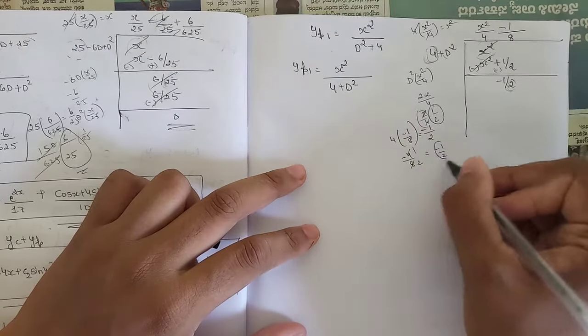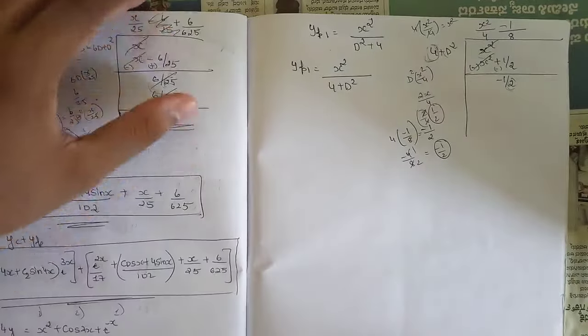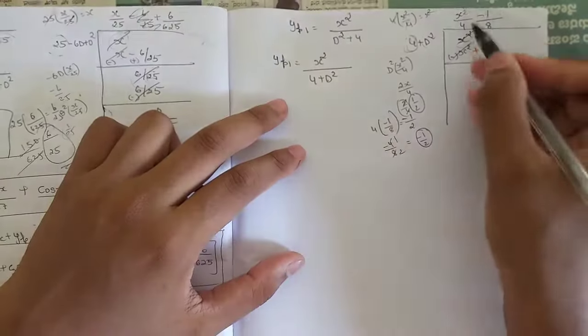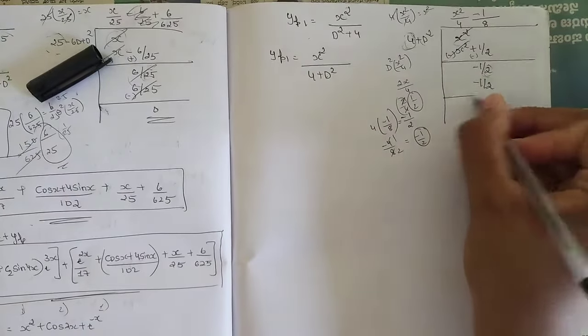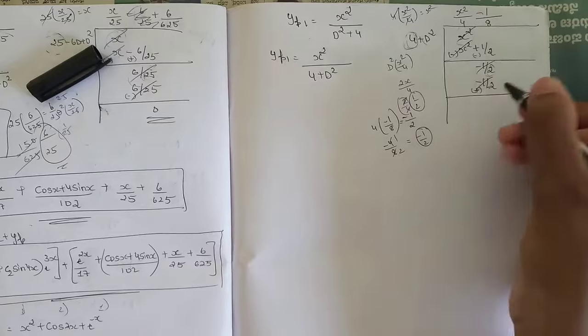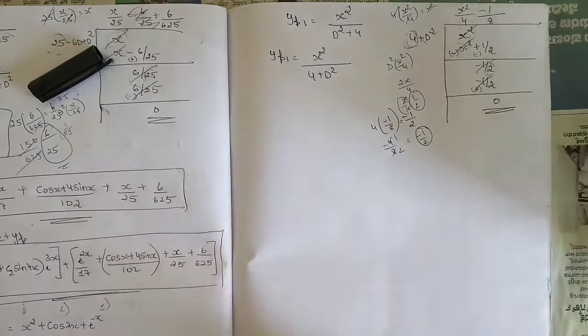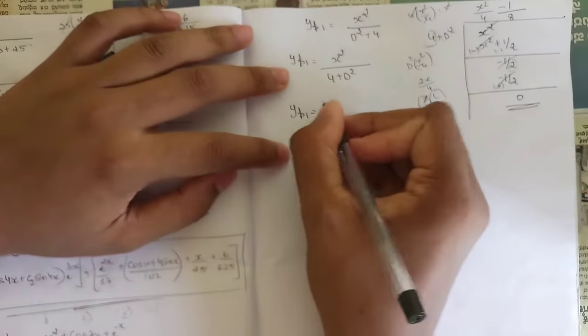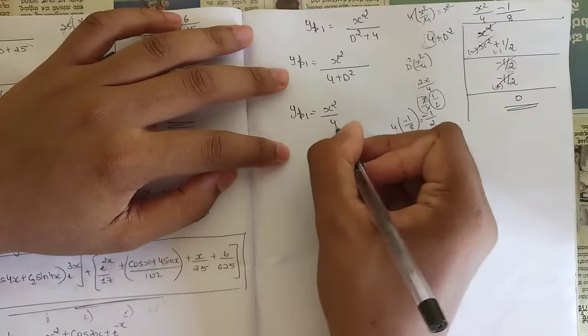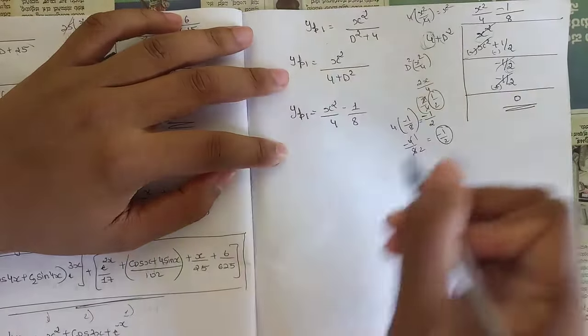See, we got the answer as minus 1 by 2, right? Okay, so we need to multiply minus 1 by 8 into 4 so that we get the answer as minus 1 by 2. So now again change the sign here in order to get the remainder as 0. So our final particular integral yp1 is x square by 4 minus 1 by 8.